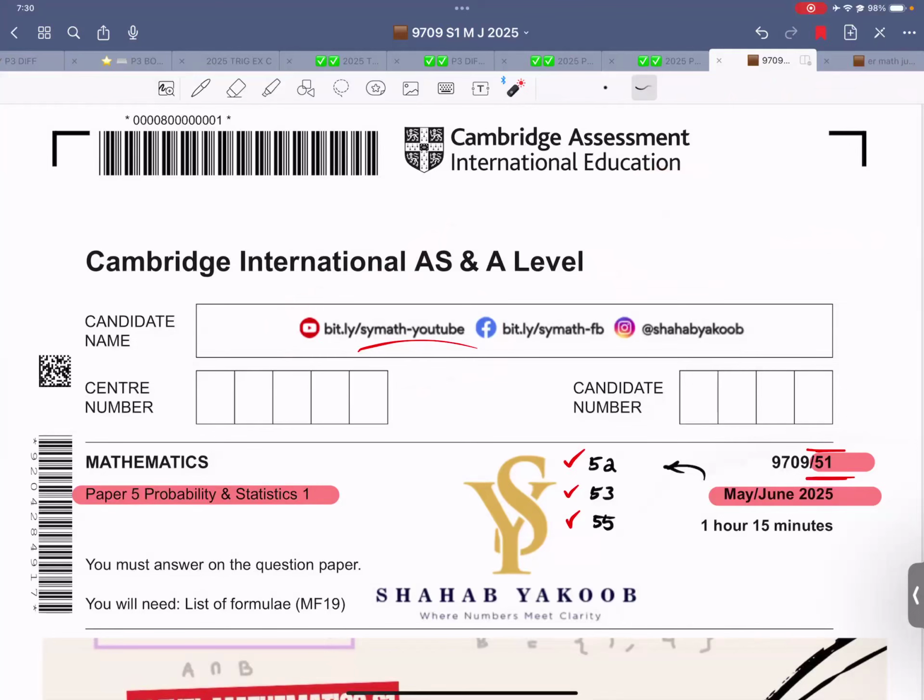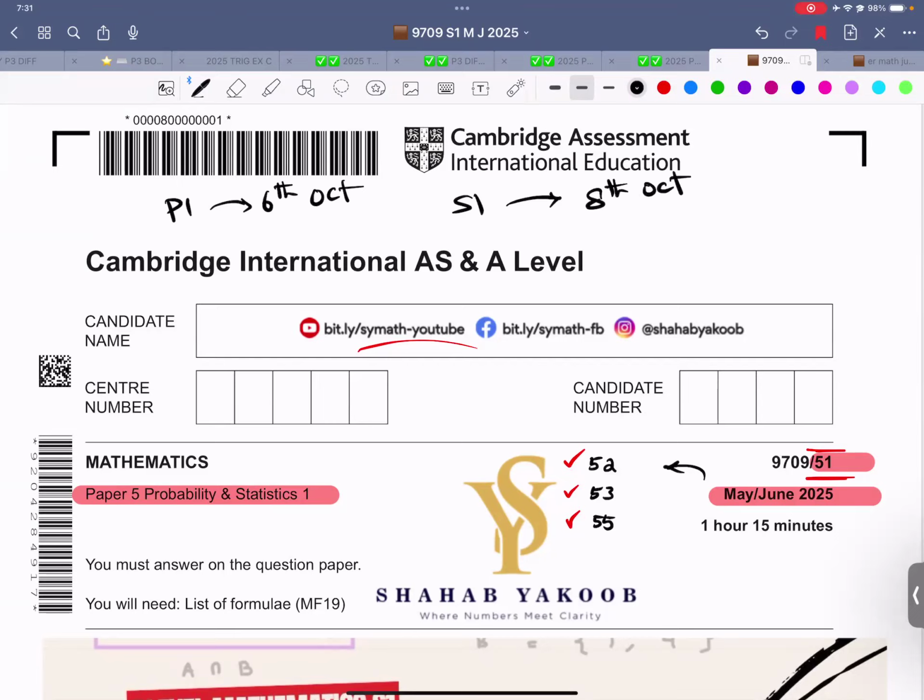We are having this session for paper 5 S1. Today you people had a great paper, and that paper was P1. P1 happened on 6th of October, and S1, inshallah, will be happening on 8th of October. Today is Monday, which is when we are having this session, and 8th October is Wednesday.